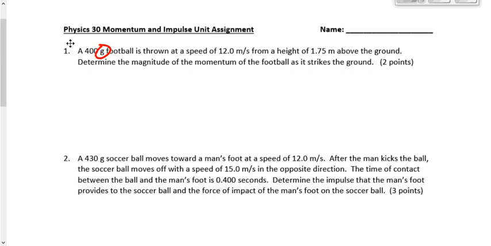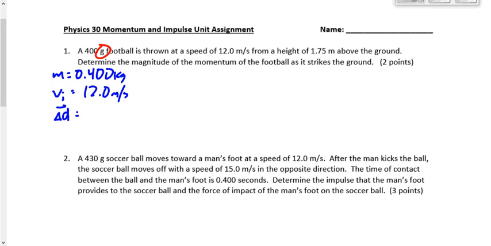So let's write down some givens here. We have a mass of 0.400 kilograms. We have an initial speed of 12 meters per second, not an initial velocity, because I don't actually know which direction it was thrown. Thrown up, thrown down, thrown at an angle, don't know. Doesn't matter if I'm just writing down speed here, okay? Now, it's thrown from a height of 1.75 meters above the ground.